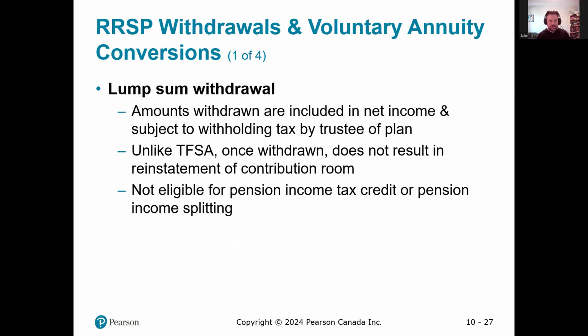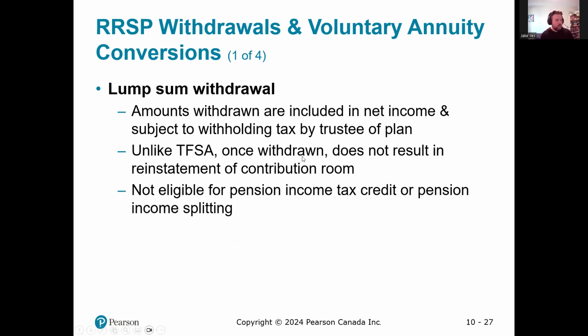So at 20% for $10,000, I will receive 8,000 of it, and the other 2,000 will go to the government for my taxes. Amounts withdrawn are included in net income, so I still add the full $10,000 to my income, subject to withholding tax by a trustee. So $10,000 is the income, $8,000 I received, $2,000 gets applied against my tax account.